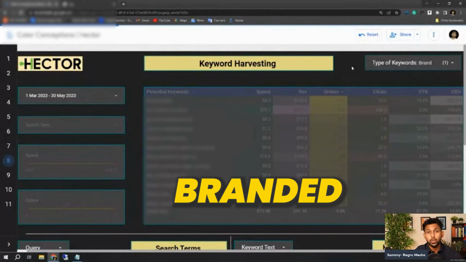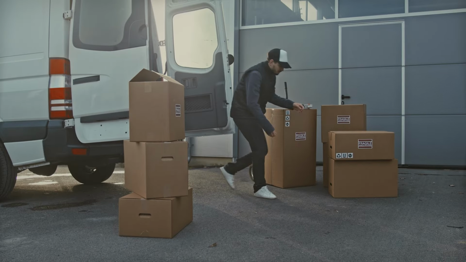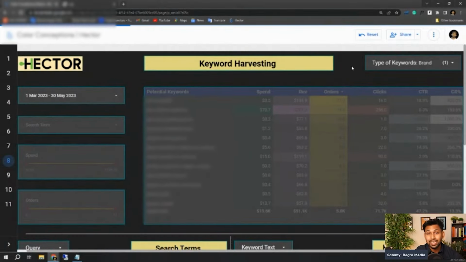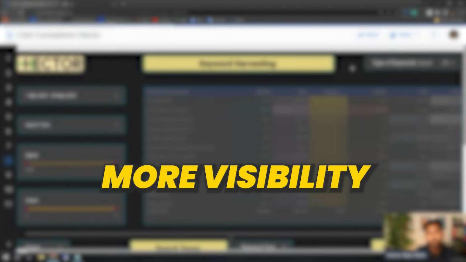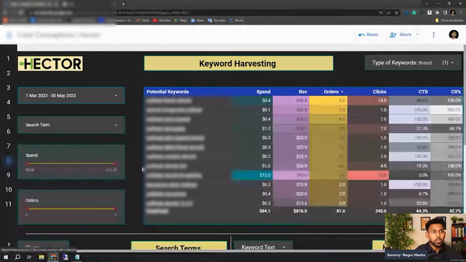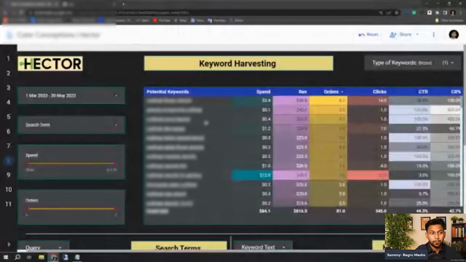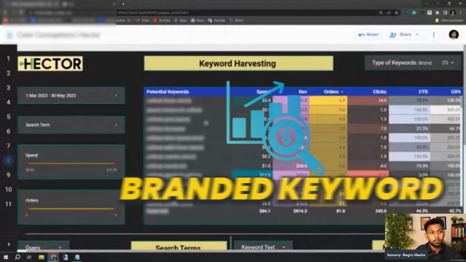That means now it is going to show you only branded search terms that have got orders which are not being used in any campaign, which you can take further to create more campaigns and get more impressions and more visibility and take more market share. So these are the keywords. All these keywords have the brand name affixed to them, and that is why we call it a branded keyword.